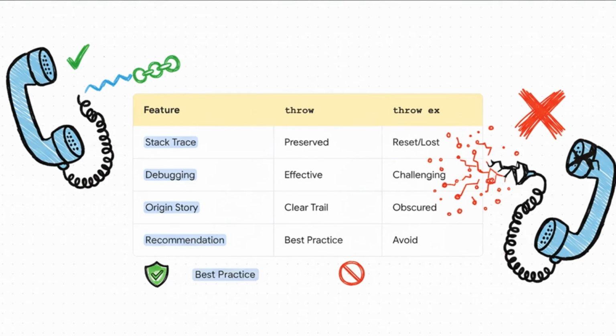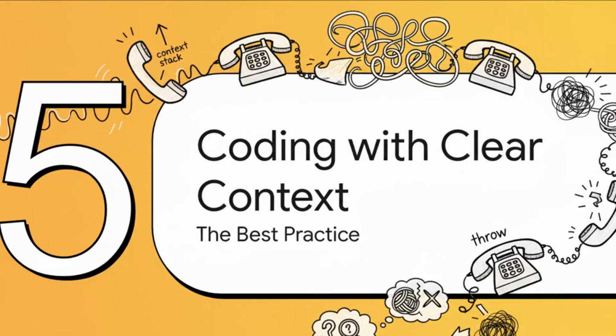Yeah, I mean, this table just lays it all out, doesn't it? With a simple throw, the stack trace is preserved, which makes debugging effective. You get a clear trail, the whole origin story. With throw X, that trace is lost, the story is obscured, and debugging becomes this massive challenge. It makes the recommendation pretty darn obvious, right? Always, always prefer throw.